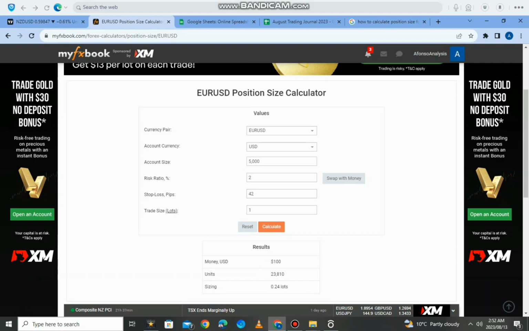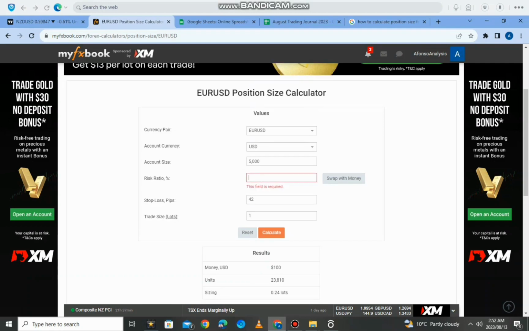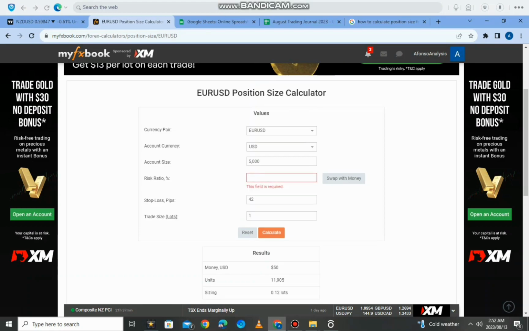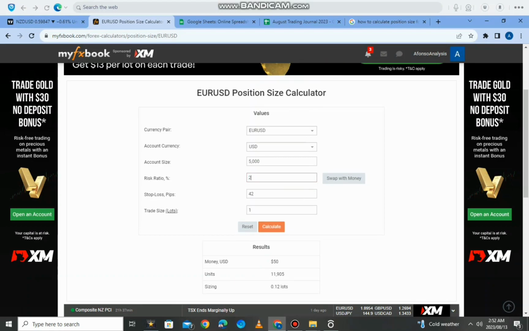Now what you need to ask yourself is, am I going to be comfortable losing $100 just on one trade? Because if you're not comfortable, then you just need to come to your percentage here, right? And just reduce how much you are risking on this trade and recalculate. As you can see, the amount that we're going to lose should this go against us has decreased to $50. But more importantly, our lot size has changed to 0.12.